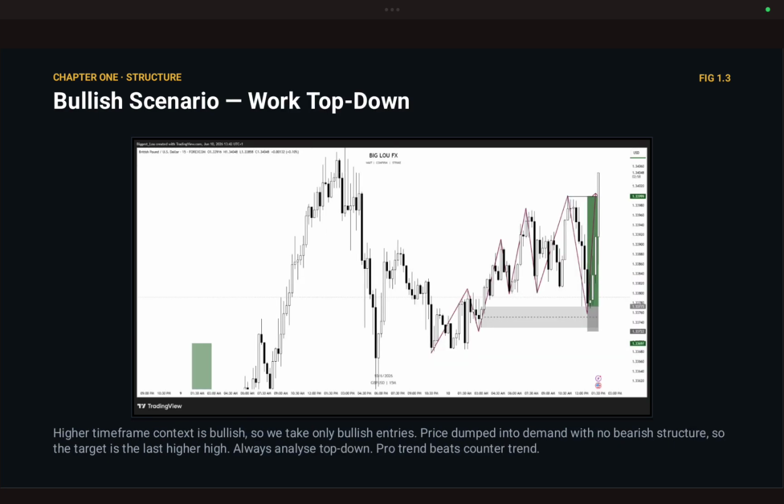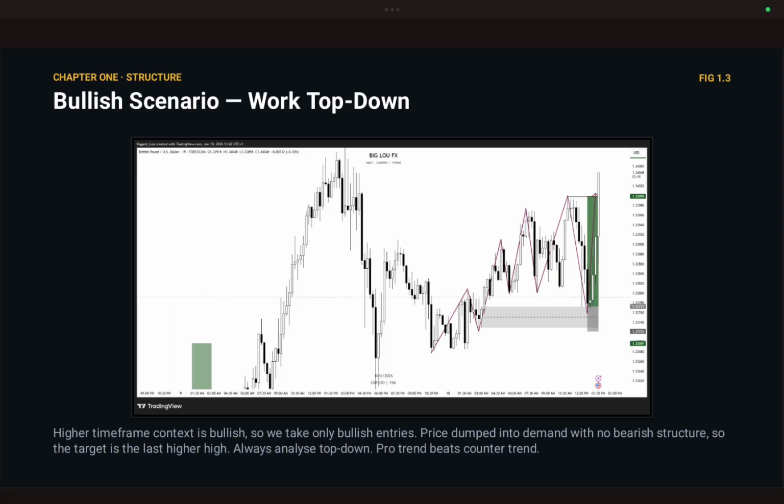So look at this one again. This is a bullish scenario. Higher time frame context is bullish, so we take only bullish entries. Price dumped into a demand level, dumped into demand with no bearish structure. I put this here so that we can clearly look at it.